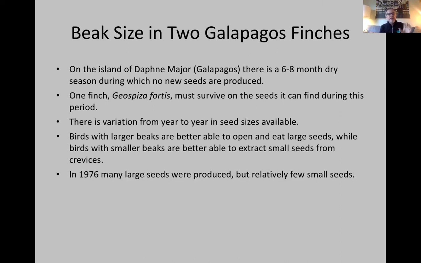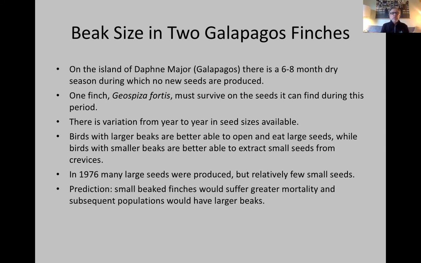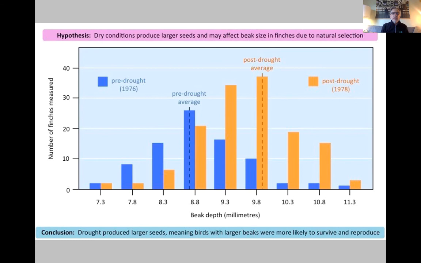In 1976, many large seeds were produced as a result of a drought and relatively few small seeds. The prediction was that small-beaked finches would suffer greater mortality and subsequent populations would have larger beaks. What happened? Here you can see it.